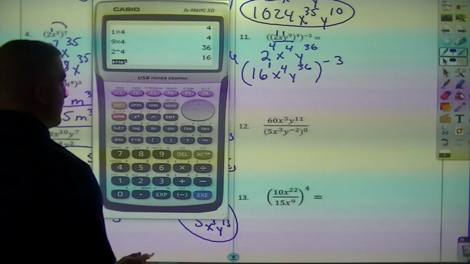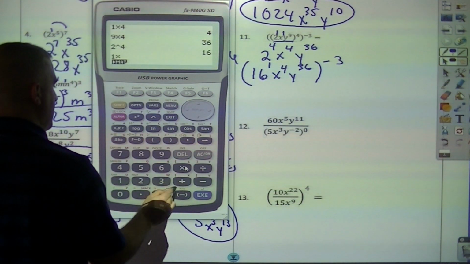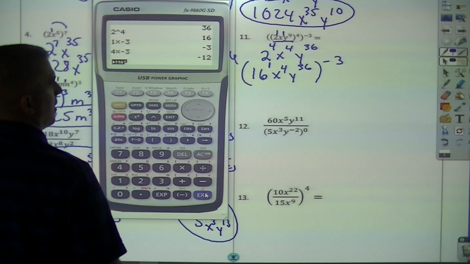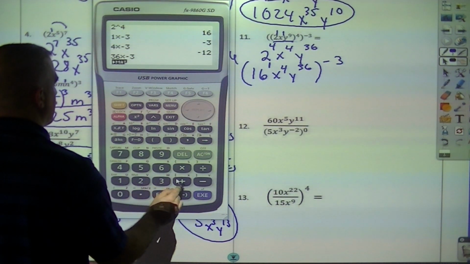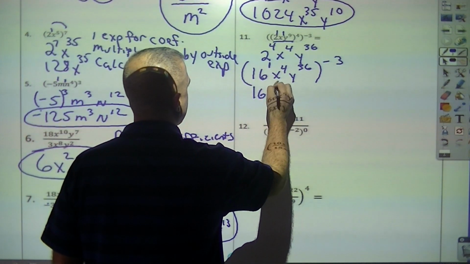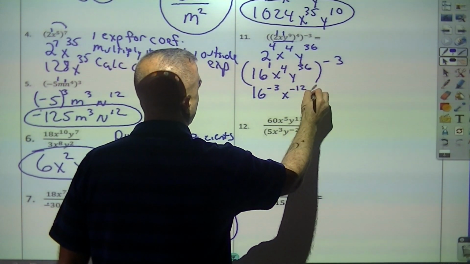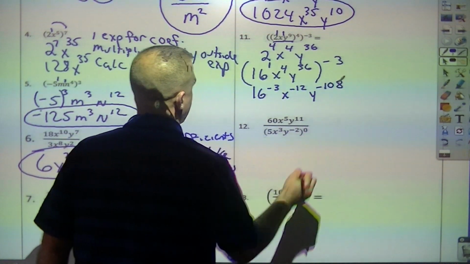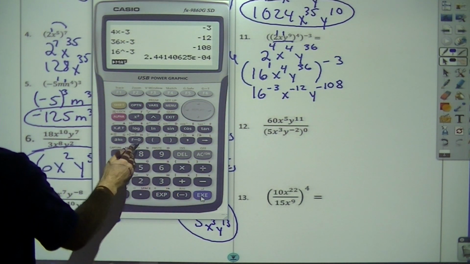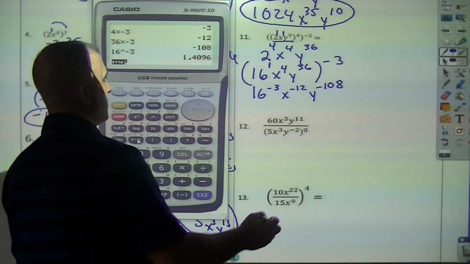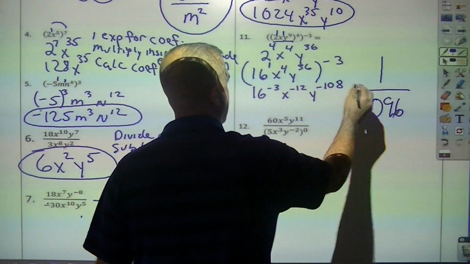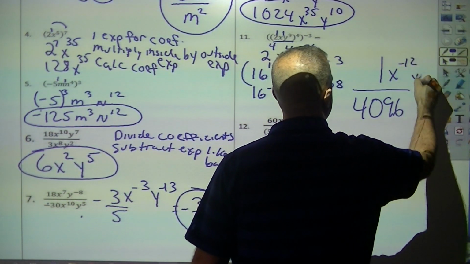And I'm going to multiply: 1 times negative 3, 4 times negative 3, 36 times negative 3. So I got 16 to the negative 3, x to the negative 12, y to the negative 108. I want to calculate what 16 to the negative 3 would be. I have to hit the fraction or decimal button. So I get 1 over 4,096. This would be x negative 12, y negative 108.